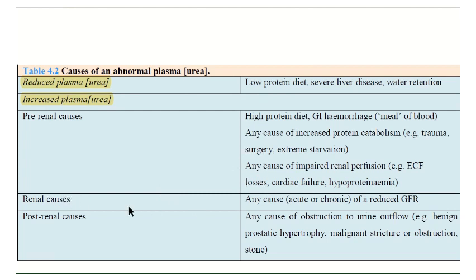أما بال-renal causes for any cause acute or chronic of reduced GFR. The post-renal causes any cause of obstruction to urine outflow, example benign prostatic hypertrophy, malignant stricture, or stone. إذن post-renal causes هي أي سبب يؤدي إلى ال obstruction in urine outflow، كأمثلة عليها ال benign prostatic hypertrophy، malignant stricture أو obstruction، والستون.